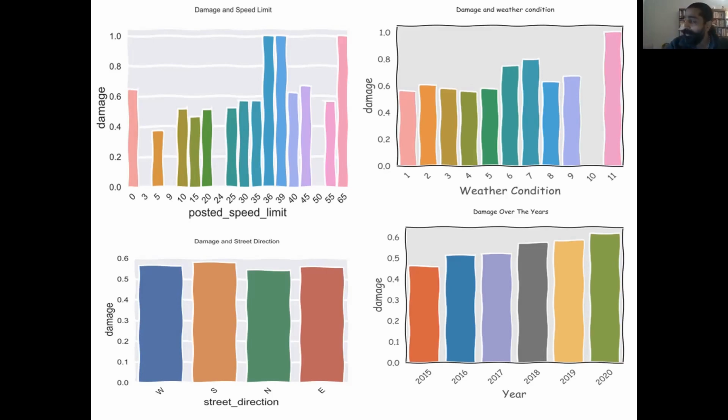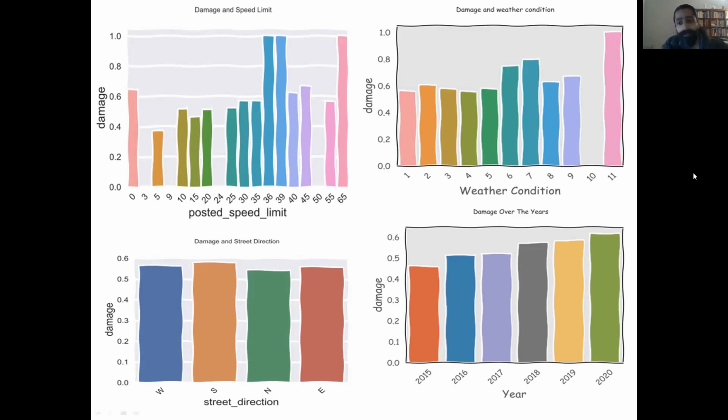Otherwise, there were a lot of car crashes. If the speed of the car was 65 and above, the crashes were very high. That was one thing. When it comes to weather conditions, one interesting thing I found, if you see the number 10 here, was that when there are severe storms, the crashes were at a minimum. So people probably did not move at all. That was my assumption.